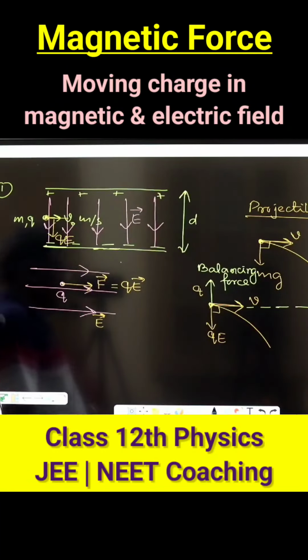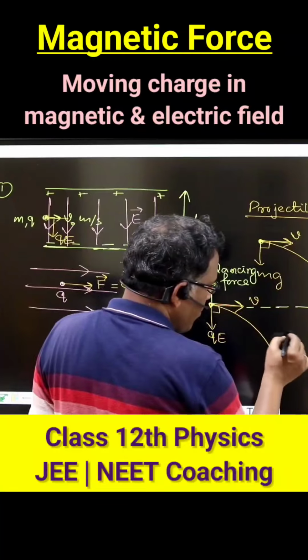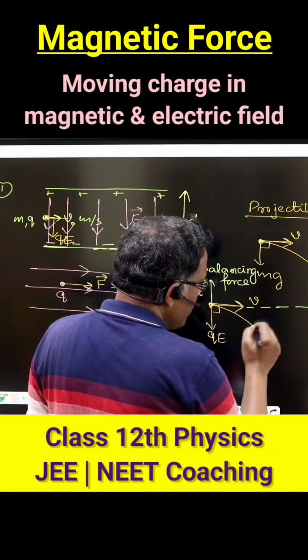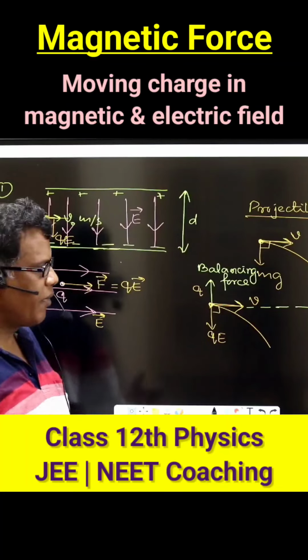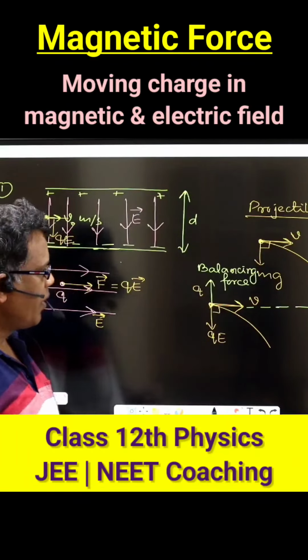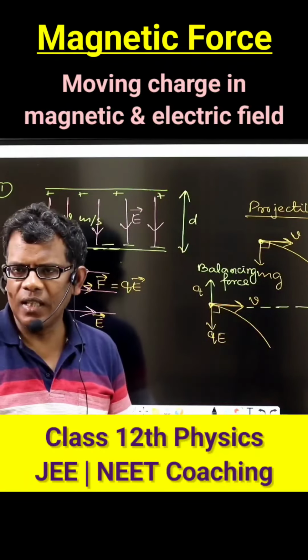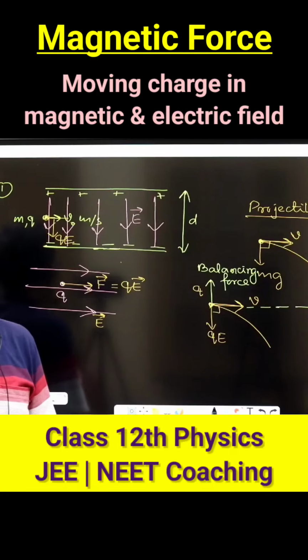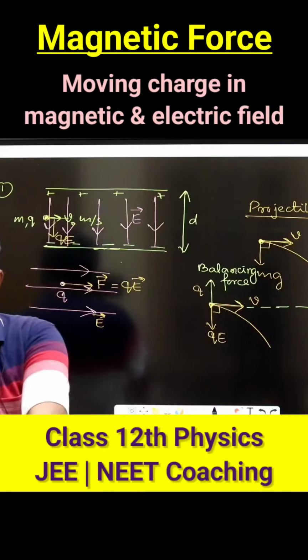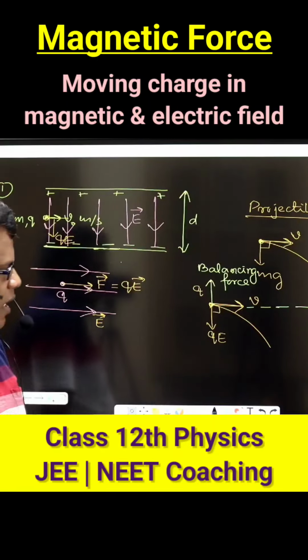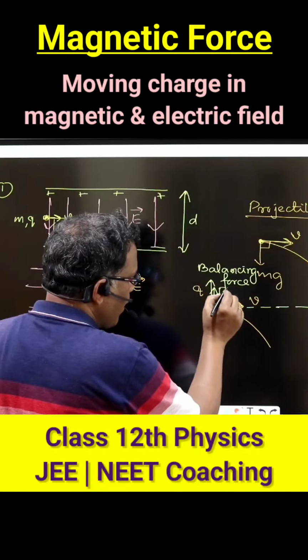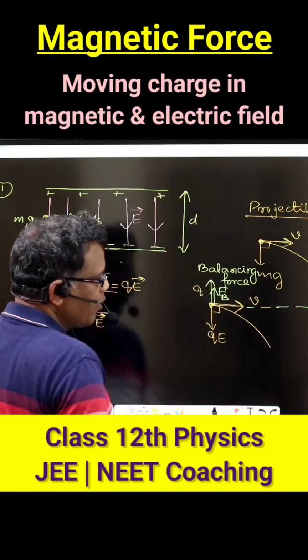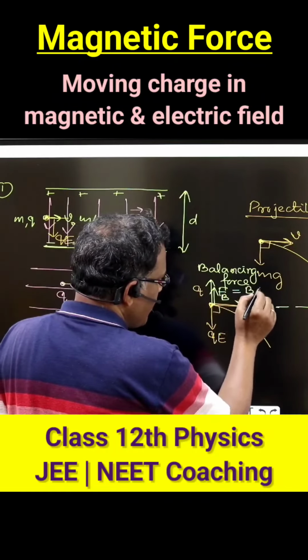Yes or no? So here in this case, this balancing force can be magnetic force, because I have asked about the presence of magnetic field. What should be the direction of magnetic field so that it can travel undeviatedly? We know that in a magnetic field region, a moving charge does experience magnetic force. So to have this balancing force, the possibility is a magnetic force, and we know that a magnetic force can be BQV.